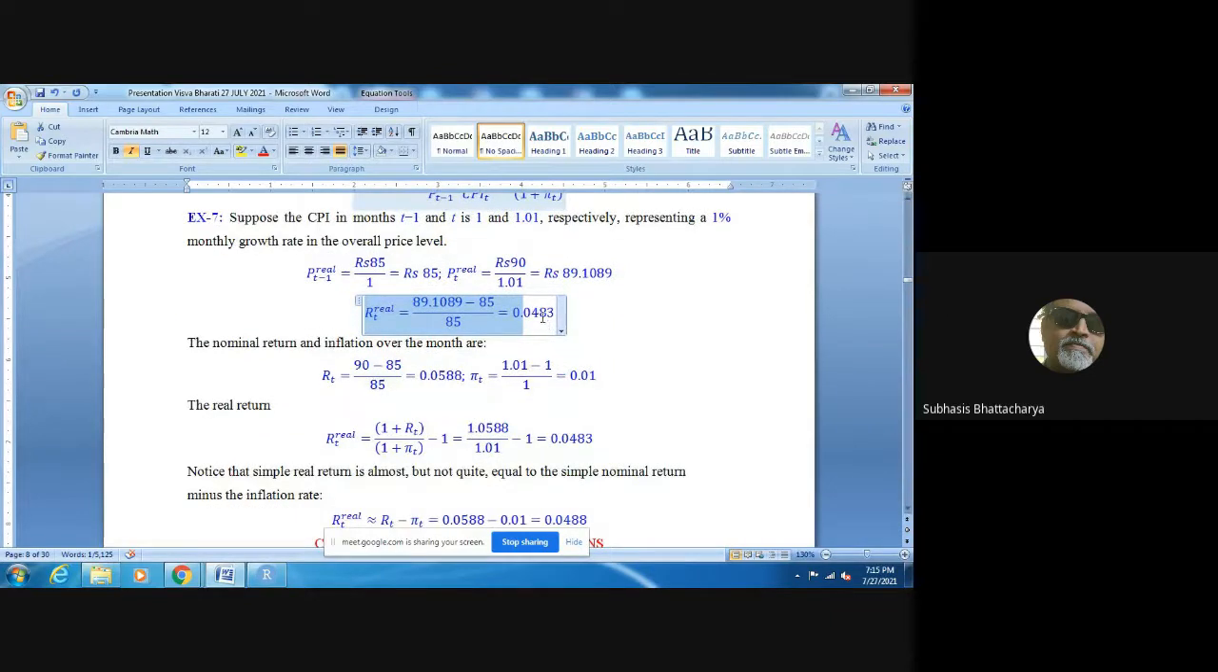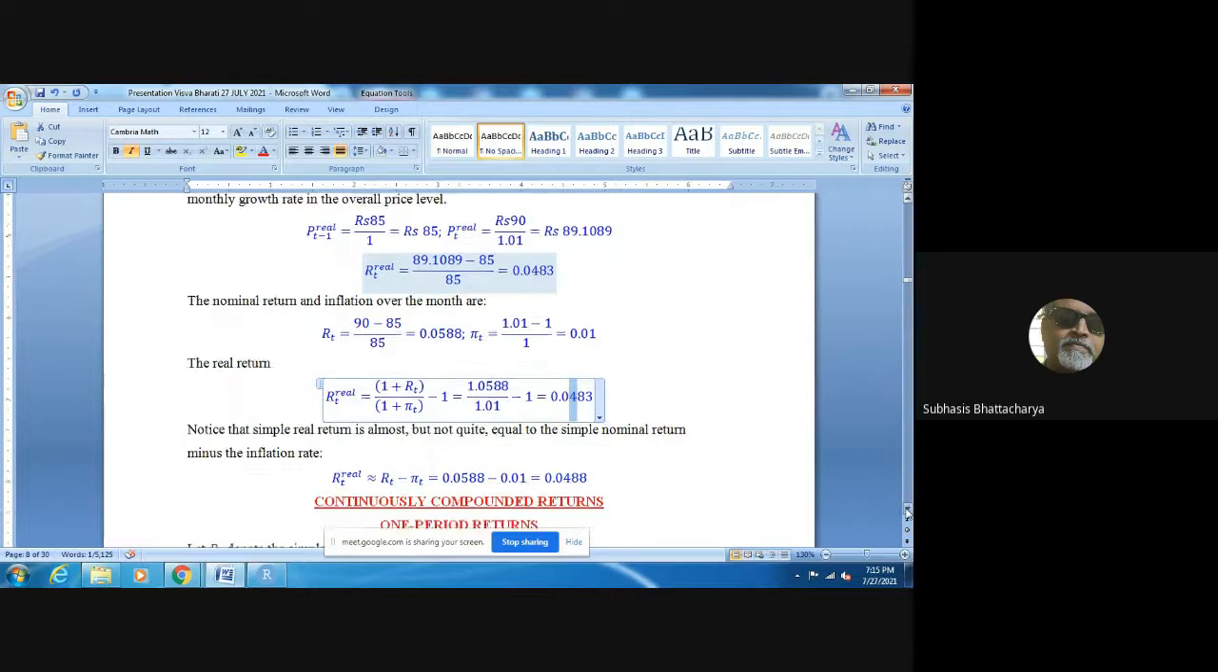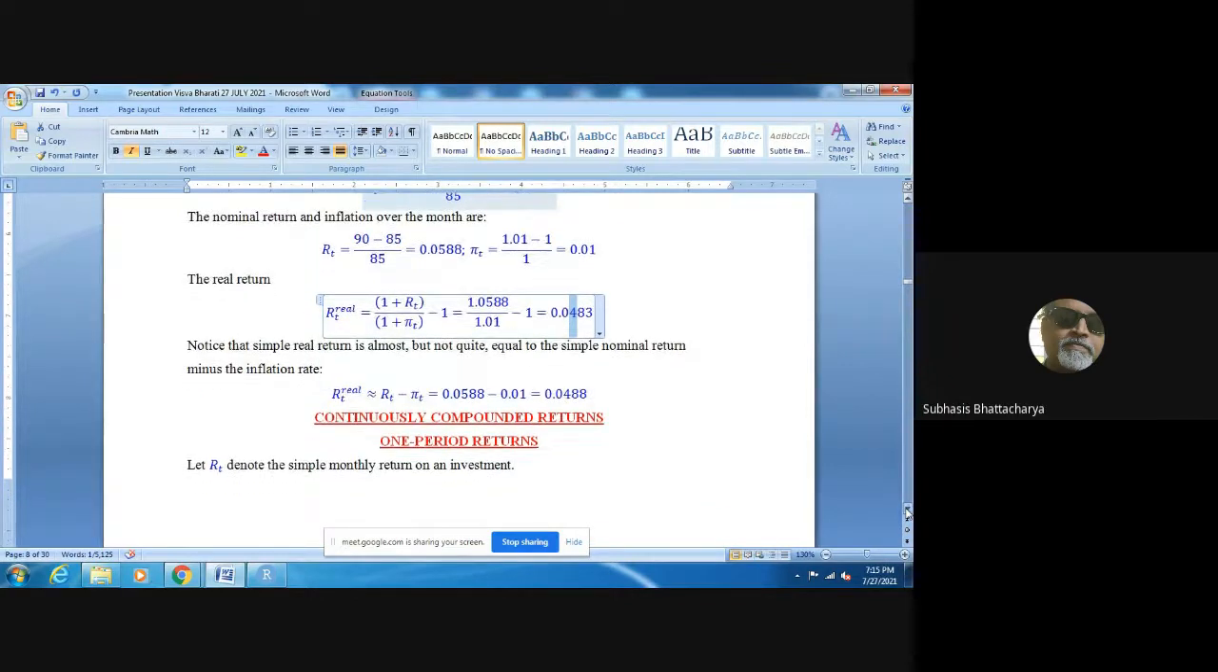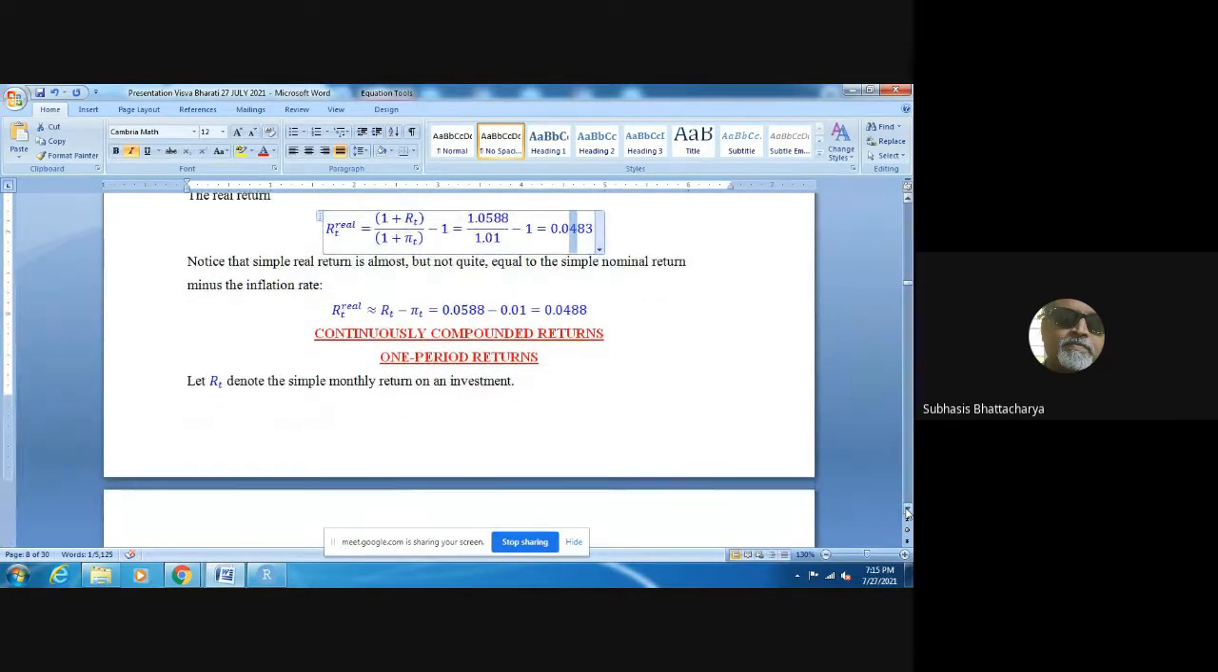Either you calculate the real return, which is 4.83% as your gain, or otherwise you can estimate without considering the inflation. That is my gain, 5.88%, and what is the inflation rate? That is 1%. So you can estimate this way, and that also gives you this. So this is how to adjust for inflation during the estimation of the return.